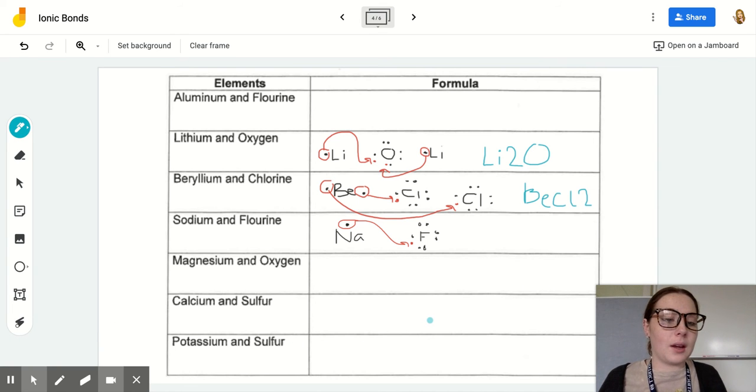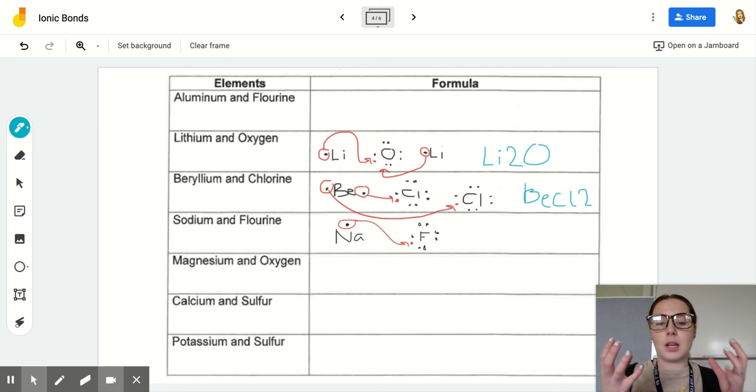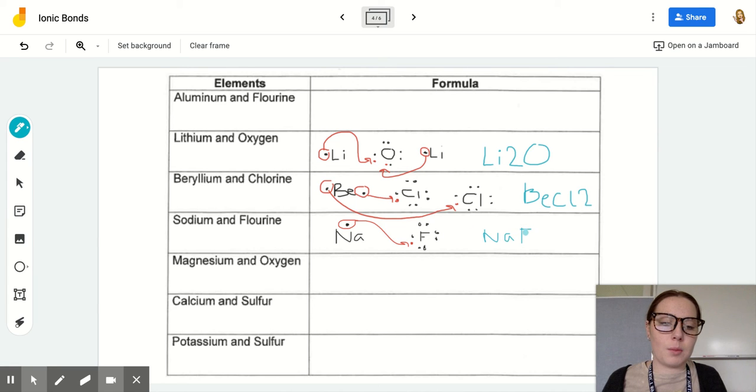So when I write my ionic bond formula, my chemical formula, I'm just looking at the number of Na atoms I used and the number of fluorine atoms I used. So here we only used 1 sodium atom and 1 fluorine. So this chemical formula is written as NaF.